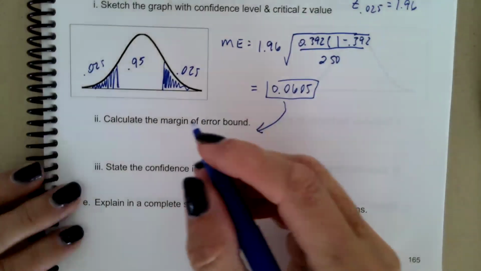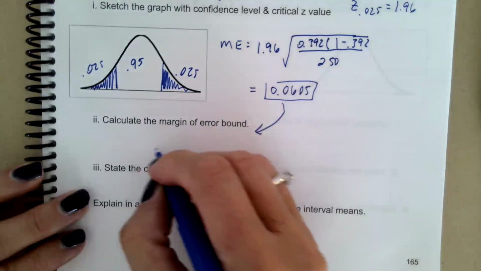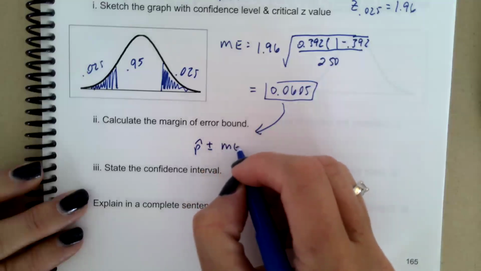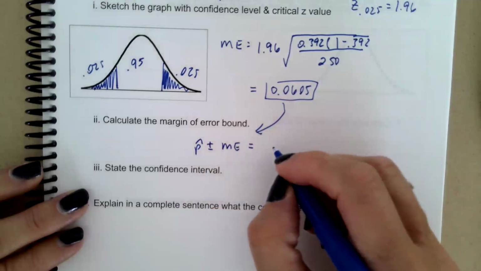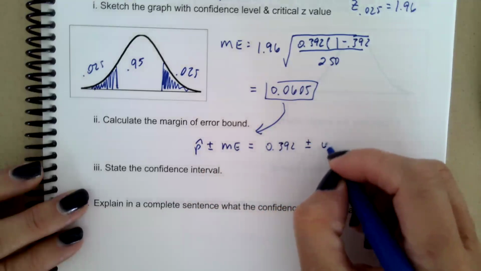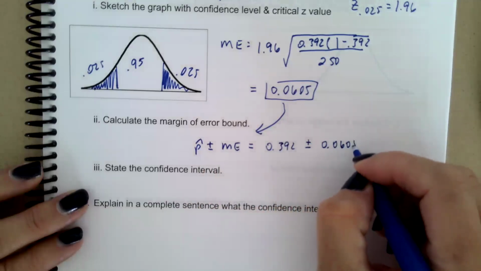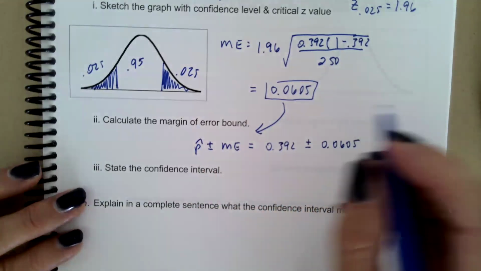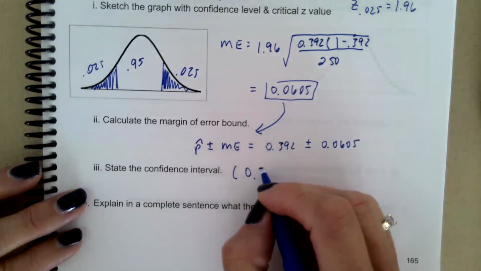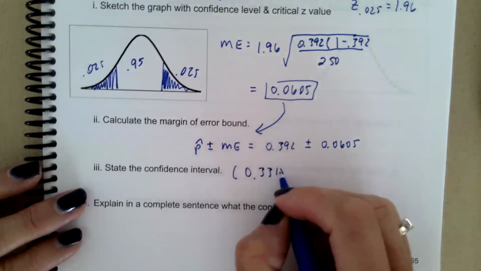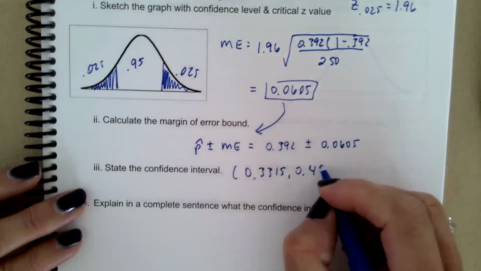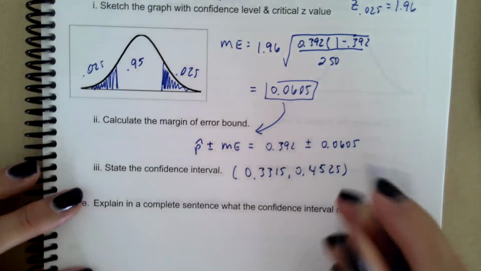And then to state the confidence interval, we're going to take P hat plus or minus your margin of error. So that is 0.392 plus and minus 0.0605. And so my lower boundary is 0.3315 and 0.4525.